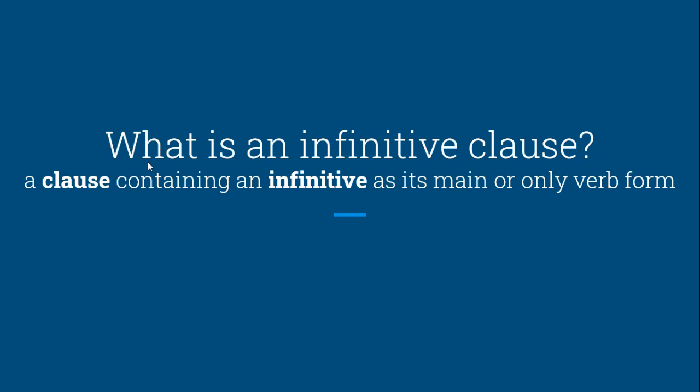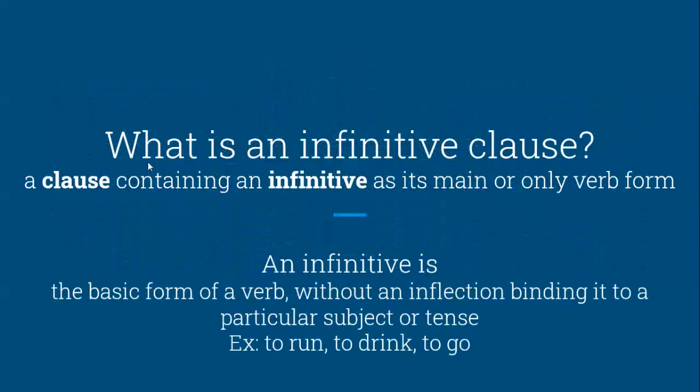An infinitive clause is a clause containing an infinitive as its main or only verb form. An infinitive is the basic form of a verb without any inflection binding it to a particular subject or tense. For example, to run, to drink, and to go are all verbs in their infinitive forms. As you can see in the examples, an infinitive verb, a verb in its infinitive form, will always be preceded by to.